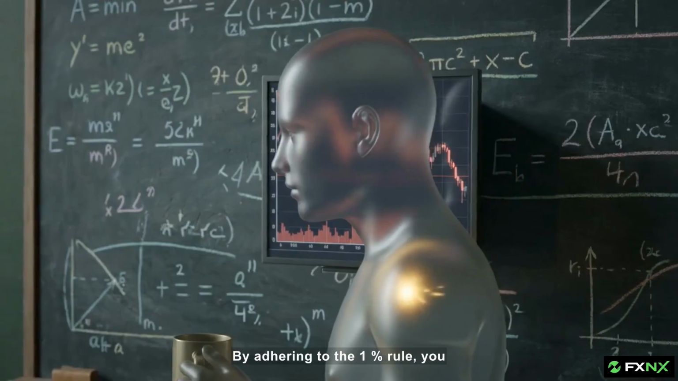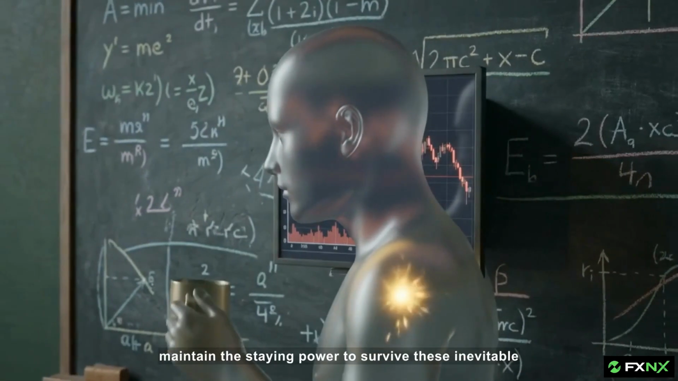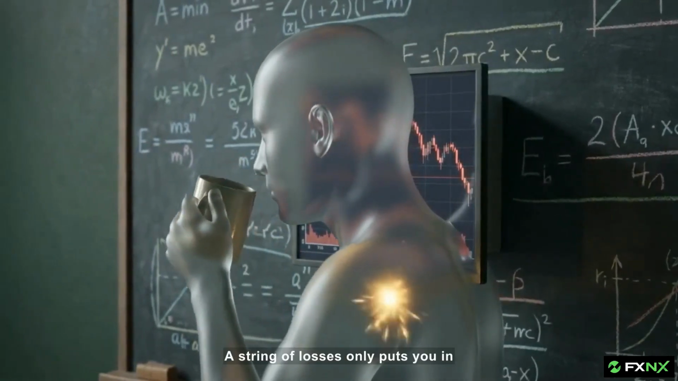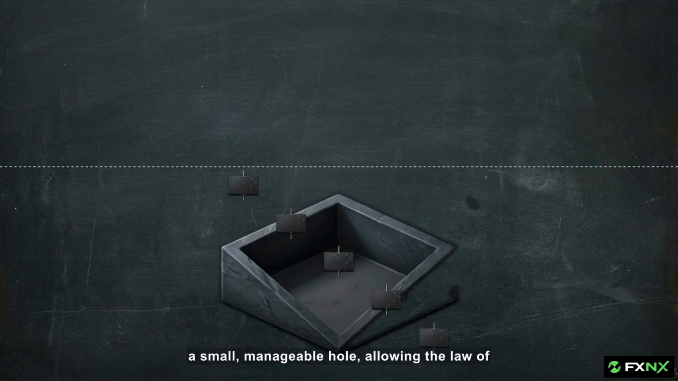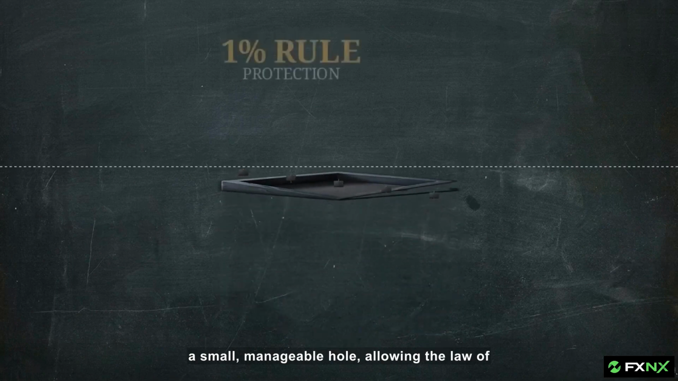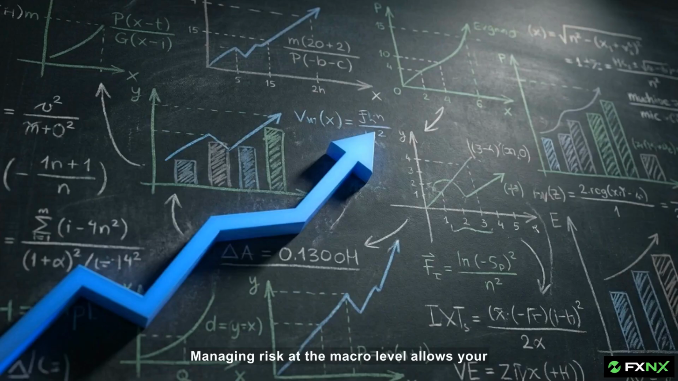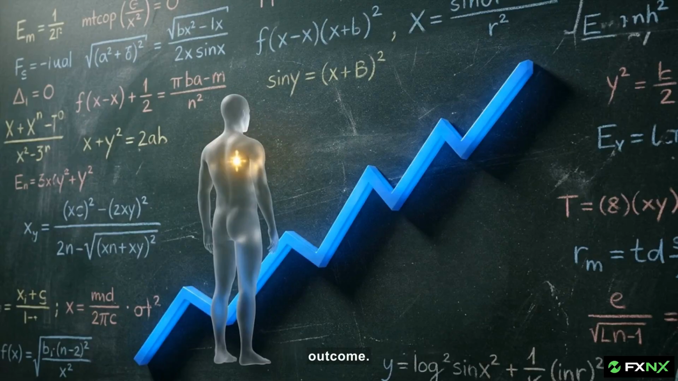By adhering to the 1% rule, you maintain the staying power to survive these inevitable cold streaks. A string of losses only puts you in a small, manageable hole, allowing the law of large numbers to work in your favor. Managing risk at the macro level allows your statistical edge to manifest over time, reducing the emotional weight of any single trade outcome.